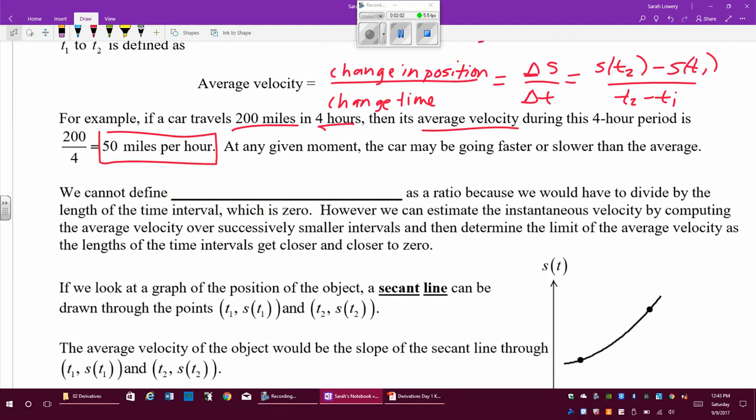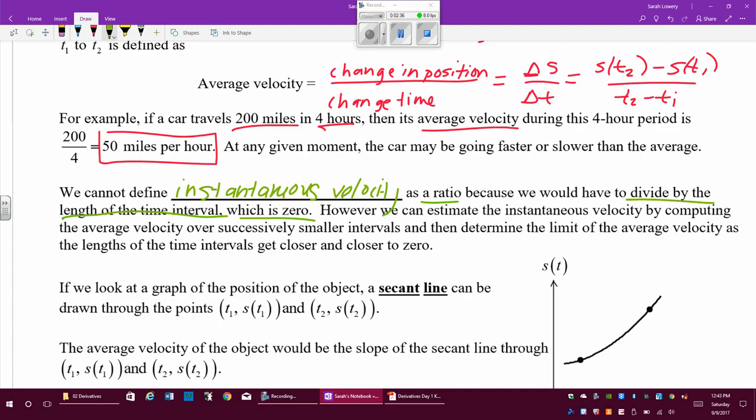We talked about last class, if I was to walk to Mr. Modesty's room, it would take the time it took me to get there and the distance I traveled and divide them, okay? Now, it's important for you to know, we talked last class about instantaneous speed or instantaneous rate of change. We cannot define instantaneous velocity as a ratio because we would have to divide by a length of a time interval, which is 0.